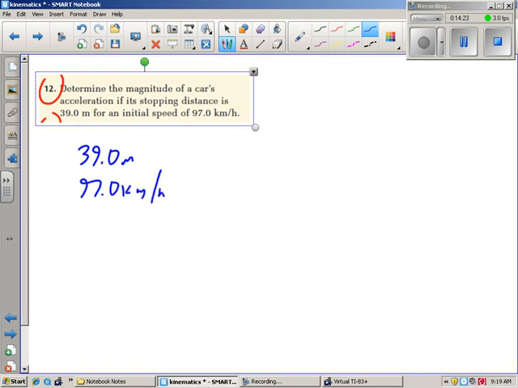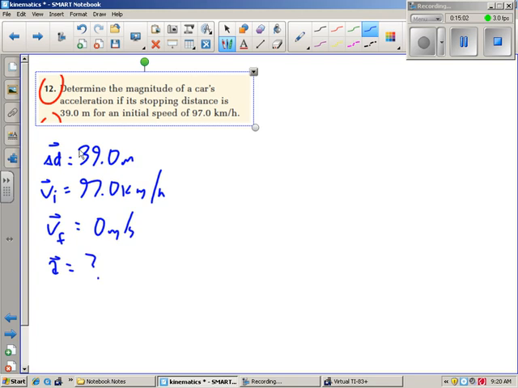What's the 39 meters? Displacement. What's the 97 kilometers per hour? Yes, initial velocity. It actually says initial speed there, but we're not going to lose any sleep over that. If it's 97 kilometers per hour speed, well then it's 97 kilometers per hour in the positive direction velocity. So let's write down velocity just in case we need that. Anything else that we have here? Connor? Good. So this is stopping distance, so vf is going to be 0 meters per second. We're looking for the acceleration again.